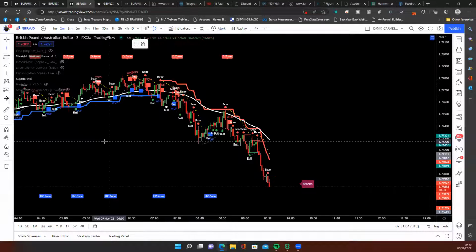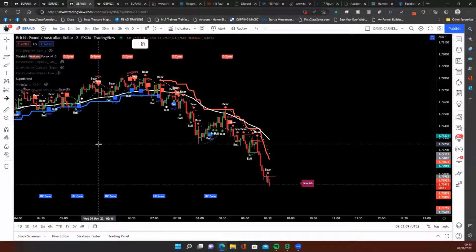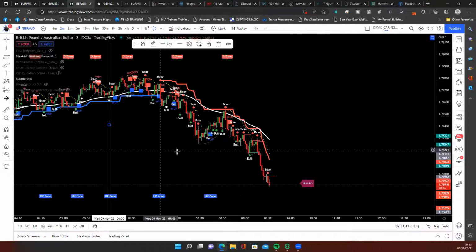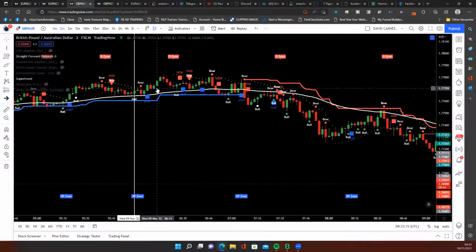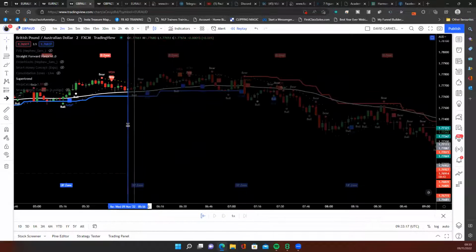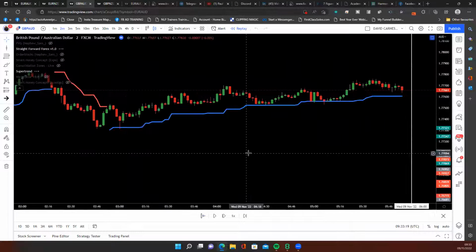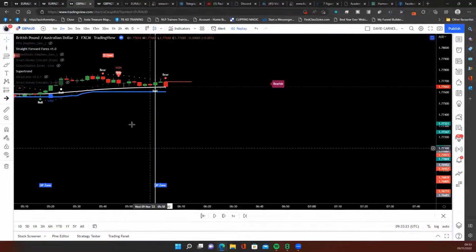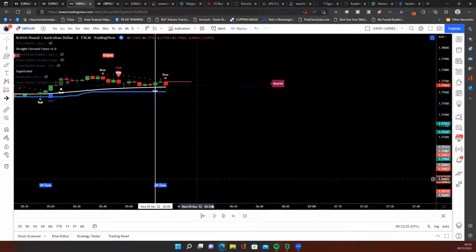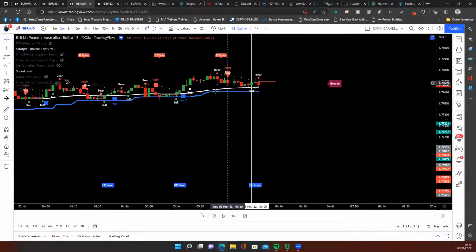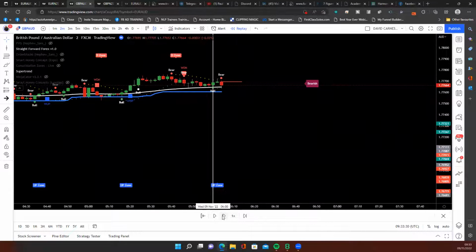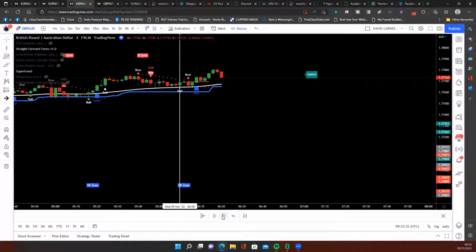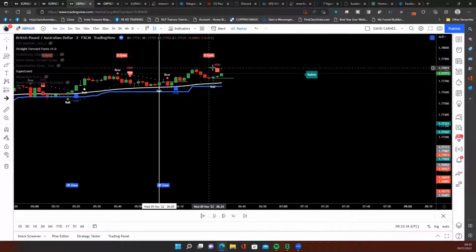GBP AUD, 6 o'clock. Vertical line, 6 o'clock. There's 6 a.m. Right, this is flat. That tells me price is going sideways, and you can also see how small these candles are. Got a down zone, got a wave down, but that's blue. Ignore.